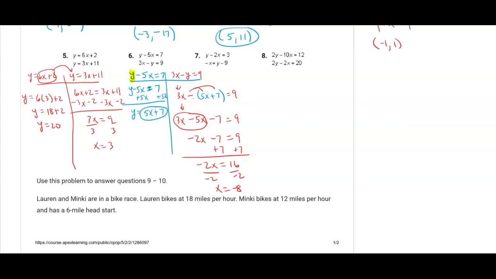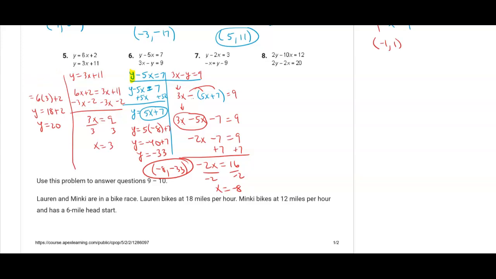Okay, now that I have x, all I do is jump back over here. Wherever I see an x, I substitute it in. Negative 5 times 8 plus 7 will give me negative 40 plus 7, which gives me negative 33. So this ordered pair solution will be x is negative 8, y is negative 33. If I was to plug that ordered pair back in up there, that is the ordered pair that would make both of these equations true.